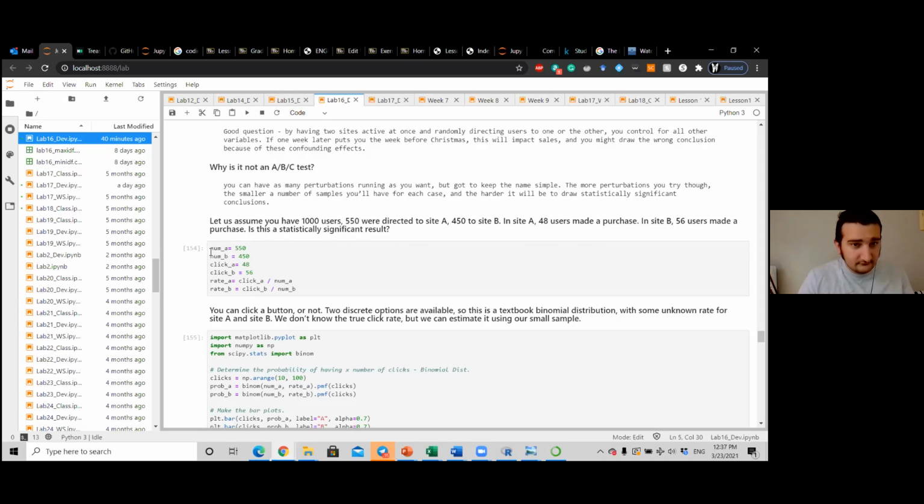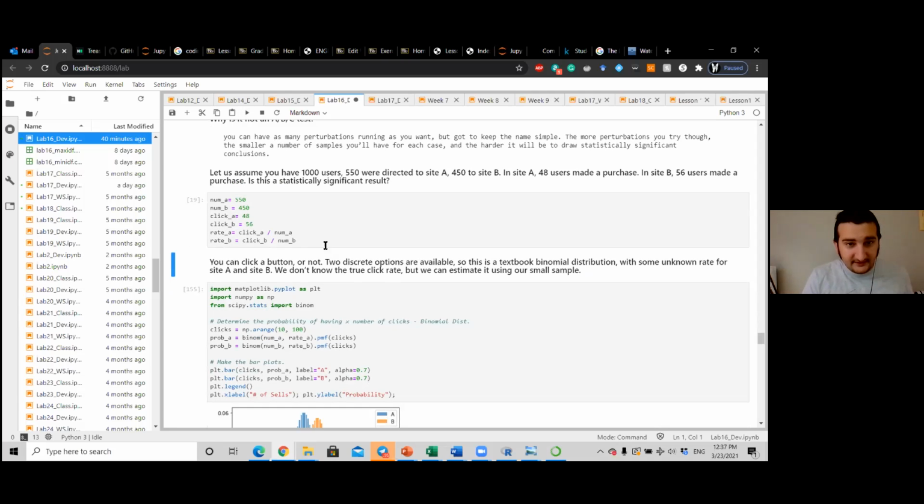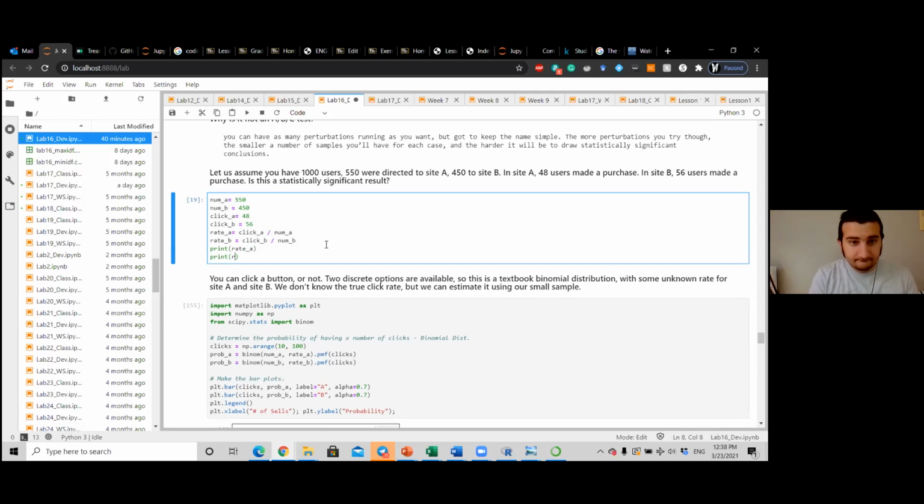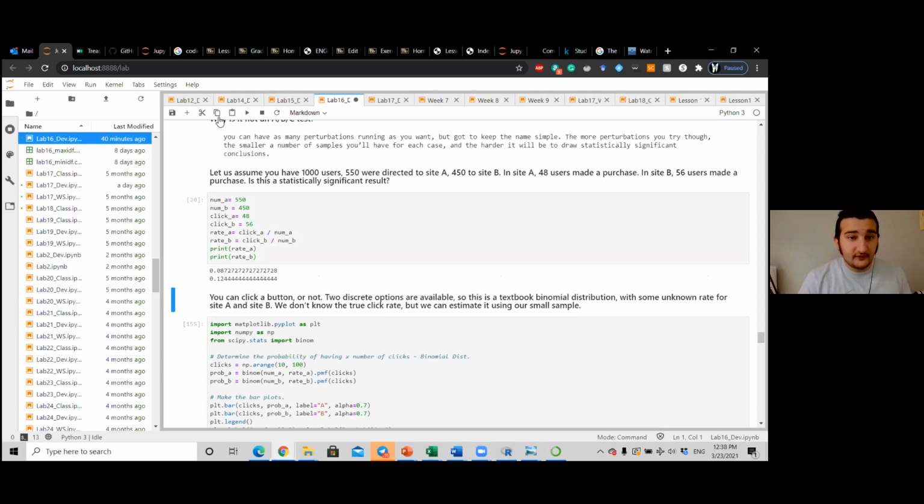So numbers in group A, 550, numbers in group B, 450. How many clicks, how many purchases? 48 for A, 56 for B. And I'm going to calculate rate A and rate B. And let me actually go on Prentice. So we have a rate of 9% for group A and 12% for group B. Judging these two numbers, are you happy with the change? Are you going to keep the change?